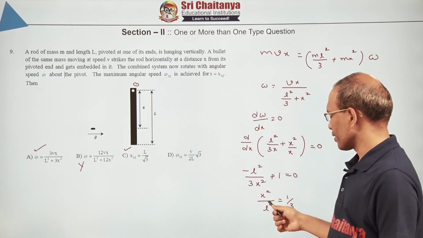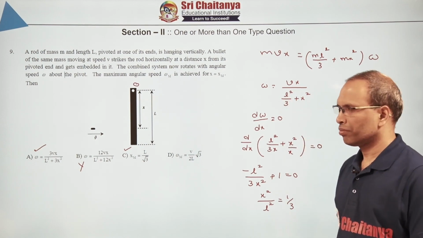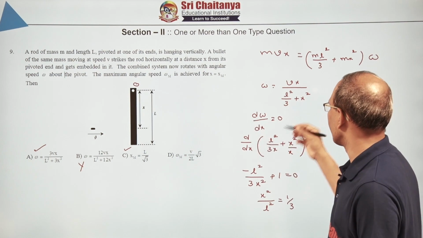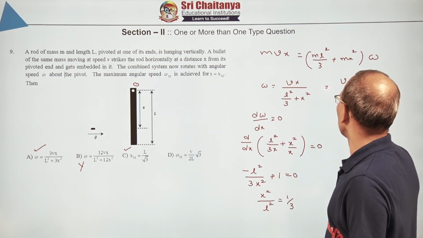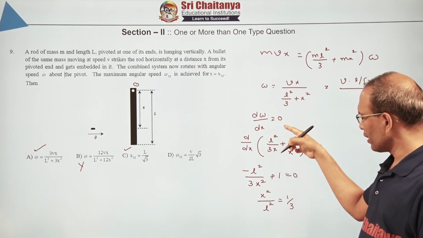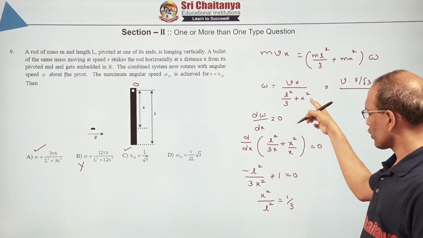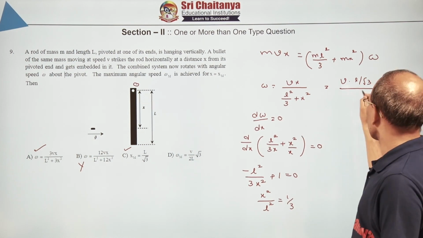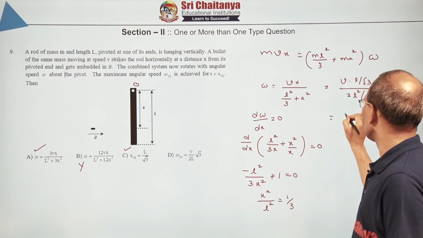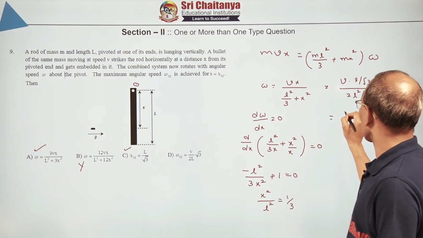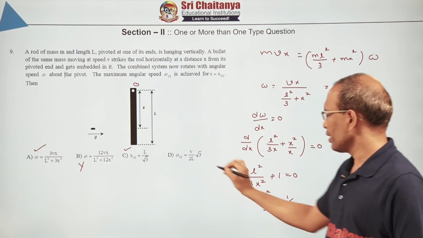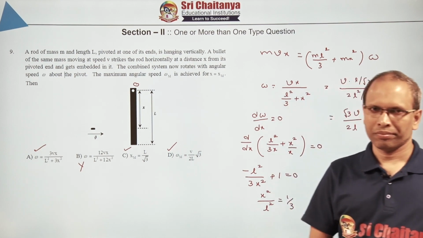Now take this value of x and substitute in this omega. If you substitute in this omega, taking the value of L by root 3, we get V into L by root 3 by L square by 3 plus x square, which is also L square by 3. So 2 L square by 3, which will become root 3 times V by 2L. So even this option is also coming out to be correct.